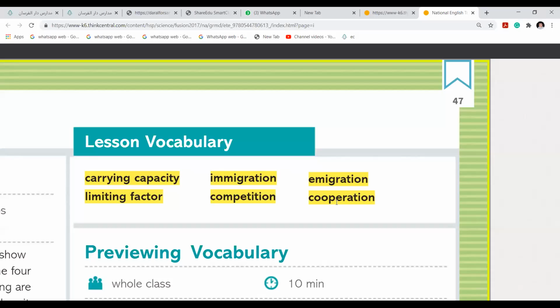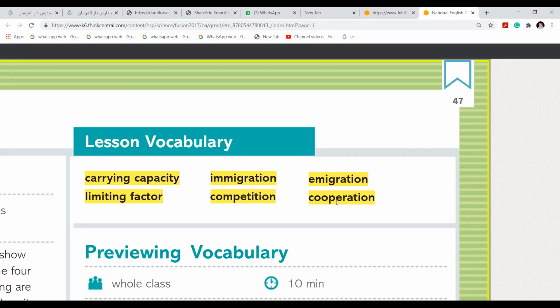Lesson 3 is about carrying capacity, immigration. The words immigration and emigration you need to know. Emigration is when people are leaving to some other country, and immigration is when they are coming into some country. For example, I am leaving, so I'm saying I'm emigrating. And when you go to the country where you are going in, you say I'm immigrating.